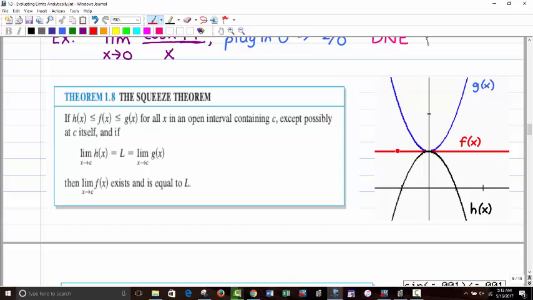Actually, this could be like a wavy line, as long as it didn't go outside. As long as it stays between those two, it would have to be the same. If g of x and h of x are approaching the same value at 0, f of x would have to be approaching that same value at 0.